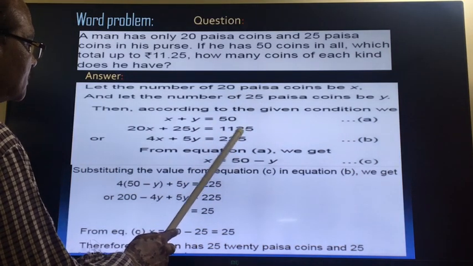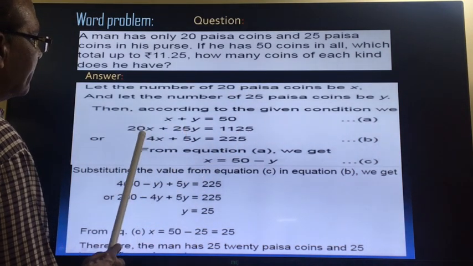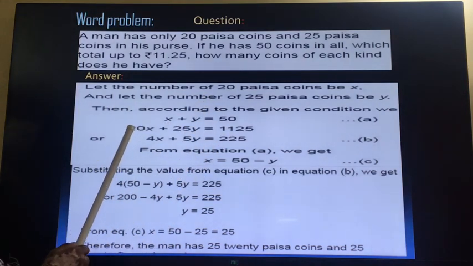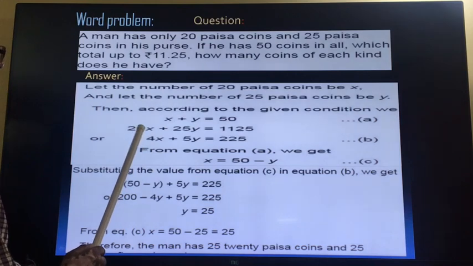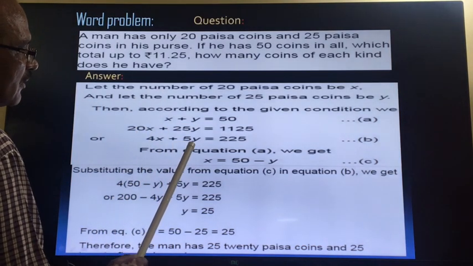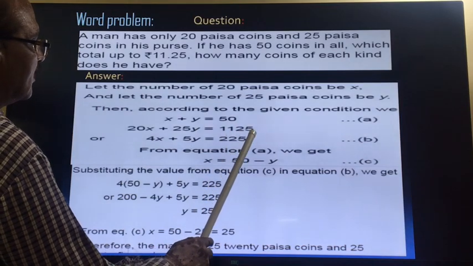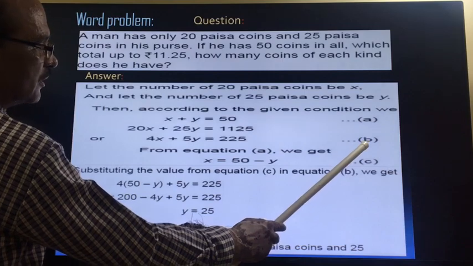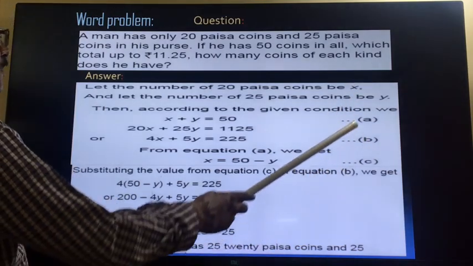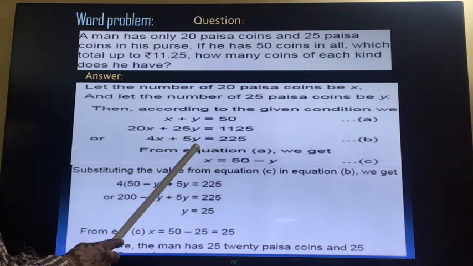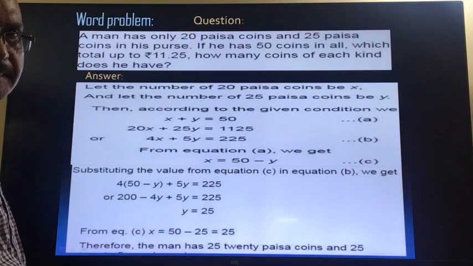But here we are observing all the numbers are divisible by 5. So by 5 we will divide each term. 20x divided by 5 is 4x. 25y divided by 5 is 5y. And 1125 divided by 5 is 225. So this is equation number 2, that is equation number B here. So first equation x plus y is equal to 50. Second equation 4x plus 5y is equal to 225.